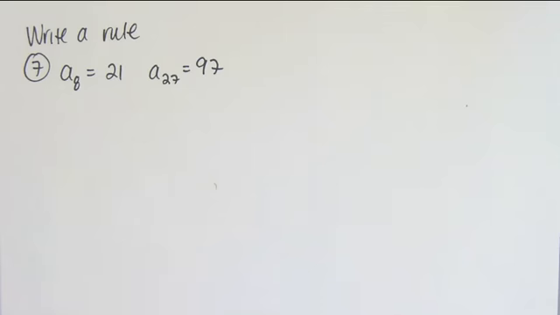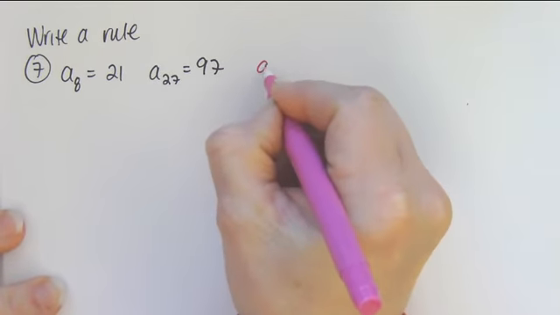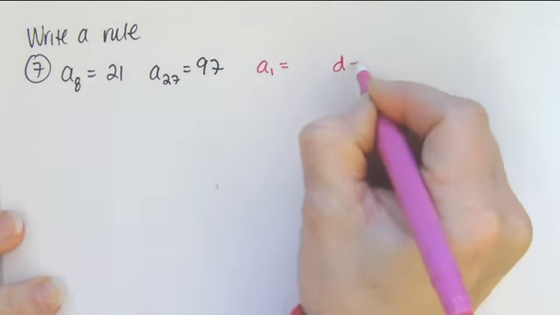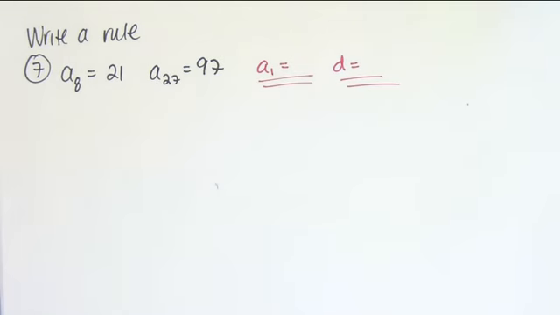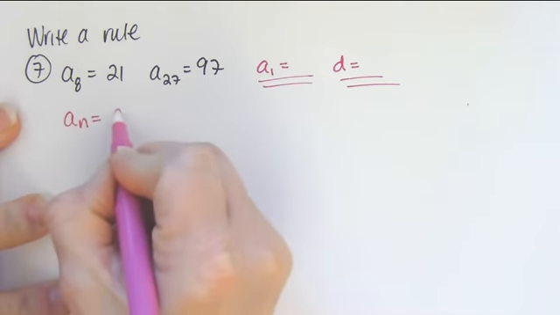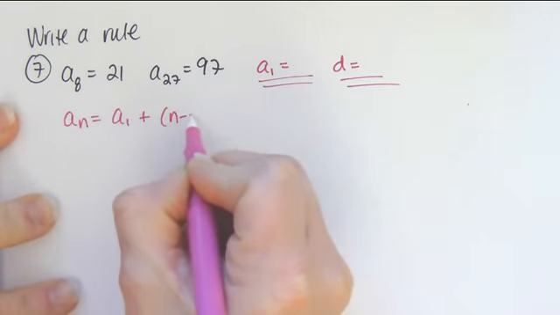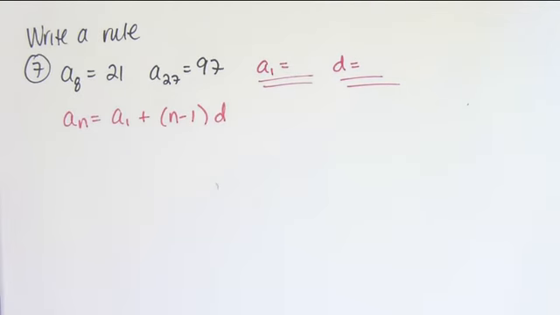Now we're going to write another rule that's probably not as easy to do because I did not give you the first term or the common difference. So you need both of these in order to write your rule. So if I copy down my formula again, a sub n equals a sub 1 plus n minus 1 times d. I want to point out a few things here.